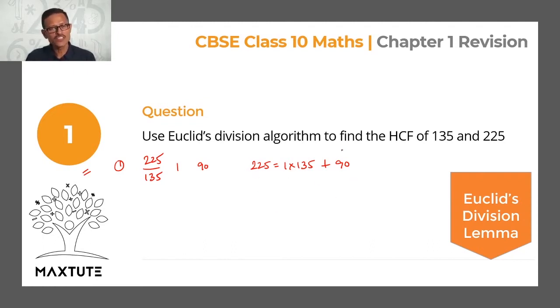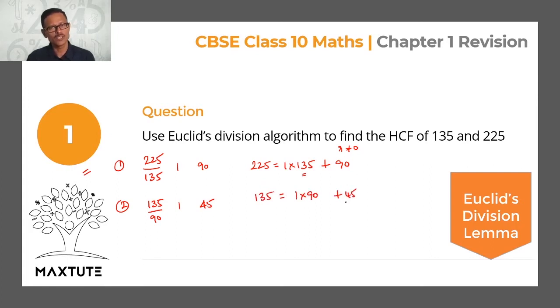If the remainder is not equal to 0, then we go to the second step. In the second step, we pick the divisor of the first step, which is 135, and divide it by this remainder. 135 divided by 90. 90 goes once in 135. The remainder is equal to 45. Here again, the remainder is not equal to 0. So let's write this step. This is 135 is equal to 1 times 90 plus 45.